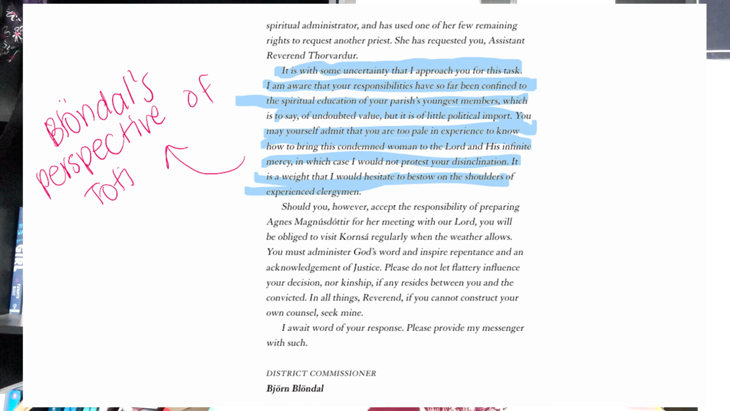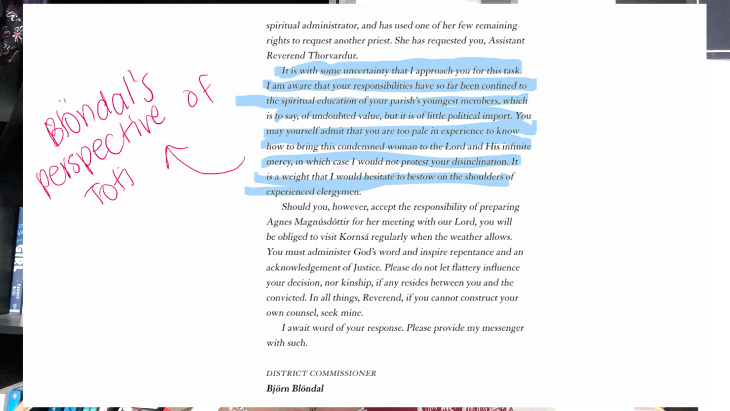He says, "It is with some uncertainty that I approach you for this task. I am aware that your responsibilities have so far been confined to the spiritual education of your parish's youngest members, which is to say, of undoubted value, but it is of little political import. You may yourself admit that you are too pale in experience to know how to bring this condemned woman to the Lord and his infinite mercy, in which case I would not protest your disinclination. It is a weight that I would not hesitate to bestow on the shoulders of experienced clergymen." So we know firsthand how Bjondel feels about Toti.